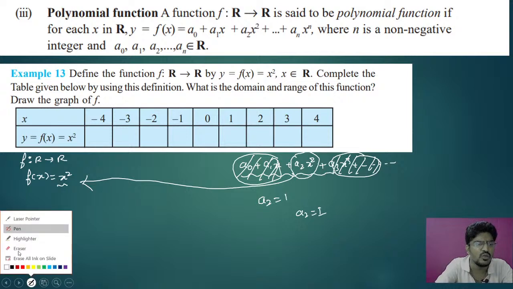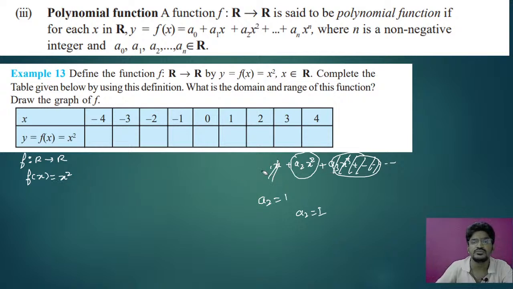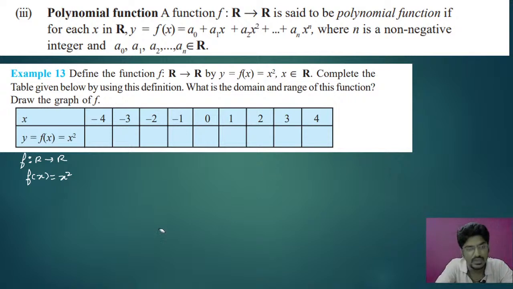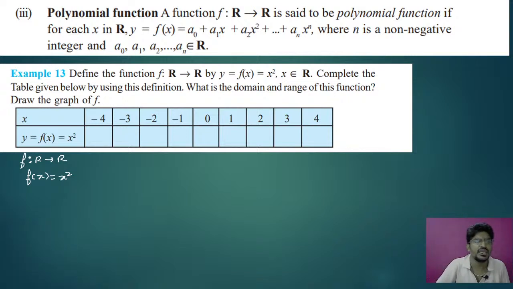Now let us see what happens with this polynomial function. Clear? Okay, so you just see here, it is defined from real numbers to real numbers, and domain is real number set, codomain is real number set. Now you can just see, if I put minus 4 in our function, what you are going to get?